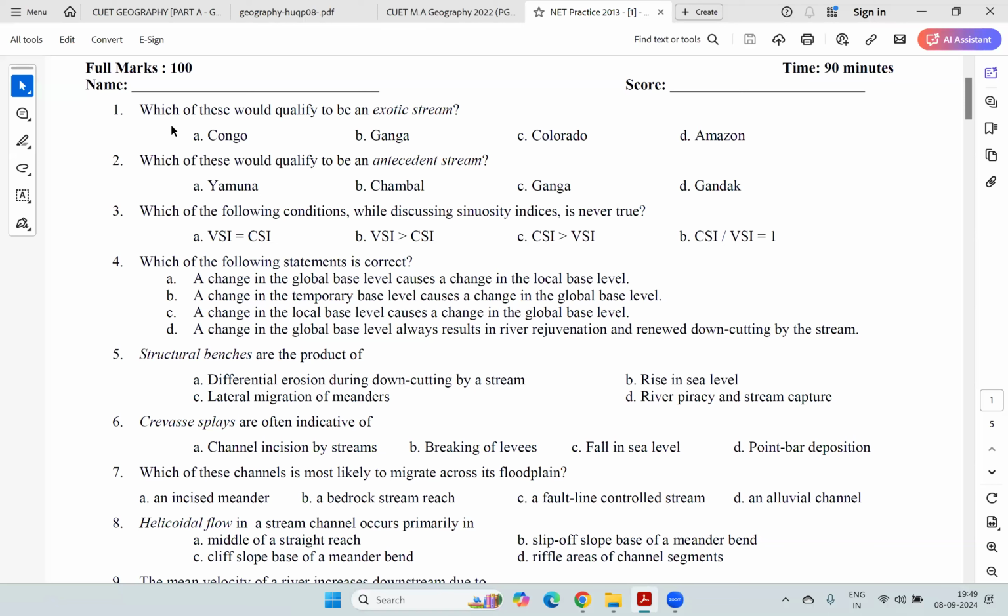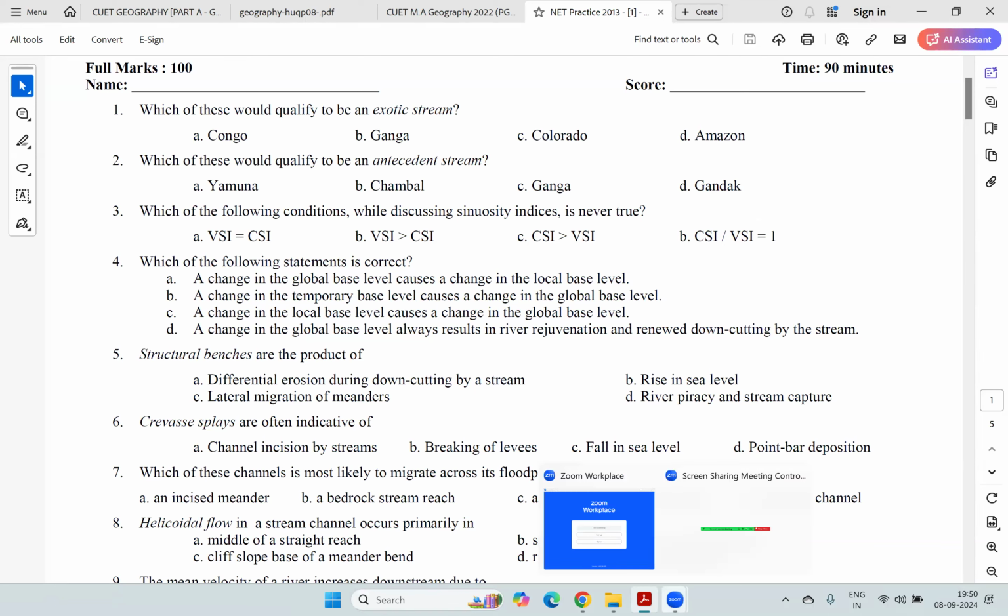So let us see how many of you can solve this. Okay, so which of these is an exotic stream? And I will explain the reason behind each answer as well. Which of these is an exotic stream? Any idea? Congo, Ganga, Colorado, Amazon?